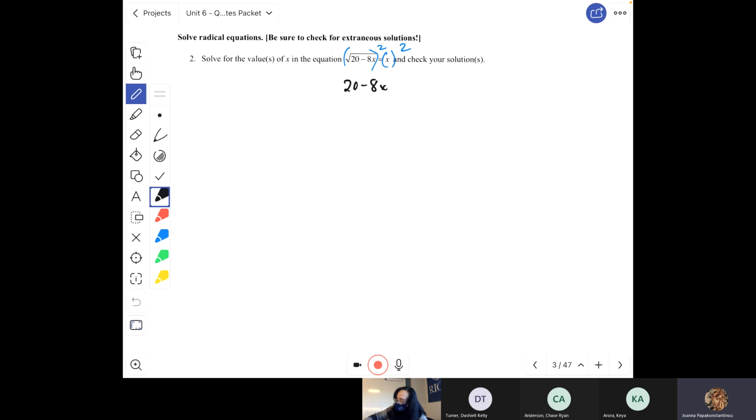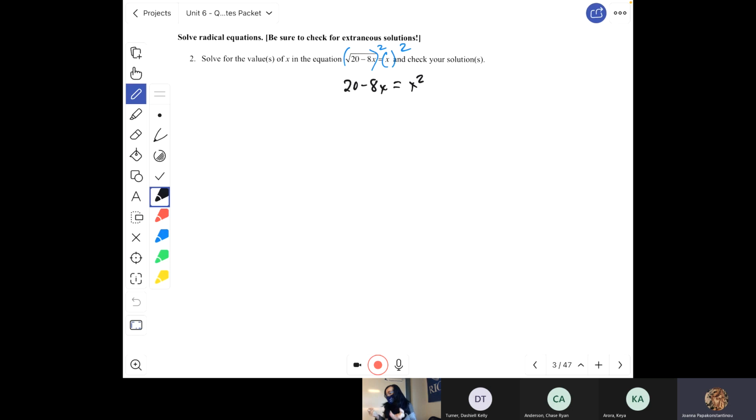20 minus 8x, right? Because that's technically 20 minus 8x to the 1/2 power, then squared, and when you raise a power to a power, you multiply, which makes the exponent 1, which just gives us the 20 minus 8x. And then on the right-hand side, I have x squared. Now, I'm trying to solve for x. In my heart of hearts, I know I should have potentially how many solutions? 2, because the degree is 2.